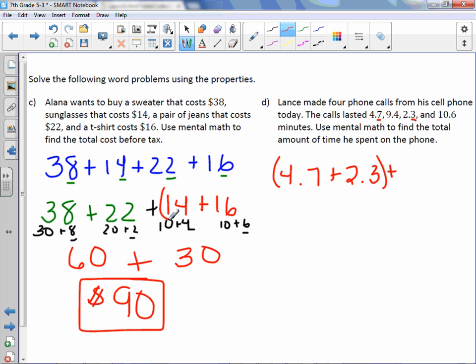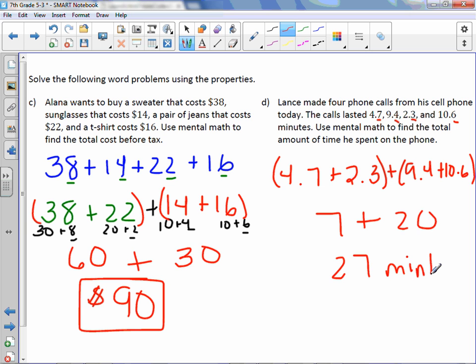You don't have to put parentheses, but the same thing over here, just so you have that train of thought, okay? Plus, and then 9.4 and 10.6 would be grouped together because those last digits form 10. So again, I would think 4 plus 2 is 6, 0.7 plus 0.3 is 1, 6 plus 1, that would be 7. Over here, 9 plus 10 is 19, 0.4 plus 0.6 is 1, so 19 plus 1 is 20, which would be a total of 27 minutes.